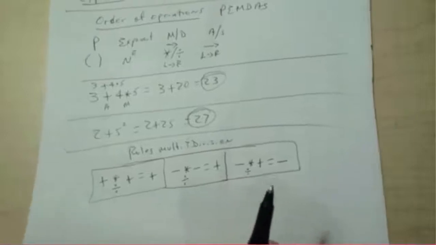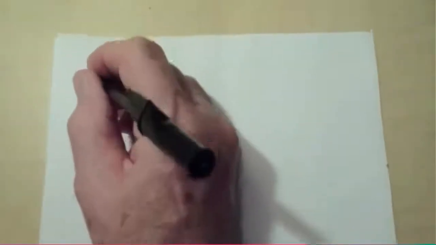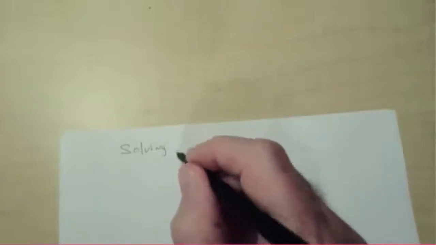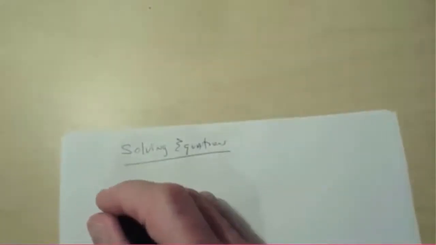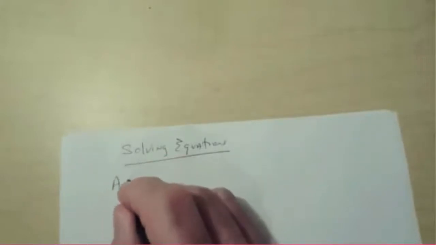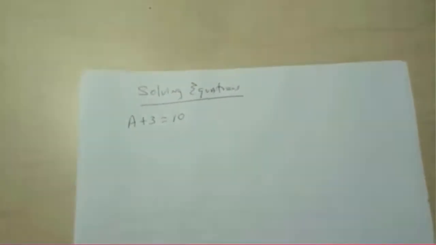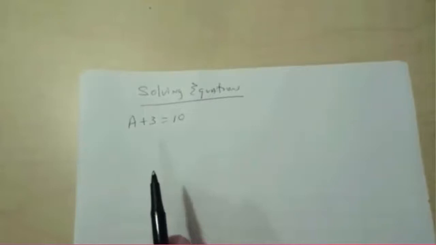Now, solving equations. You're going to be doing this a lot. This is also very, very important. Solving equations. Okay, so what if we have this? If we have a plus 3 equals 10. Well, obviously the answer is 7, right? But we need to use a procedure here. How do you do this?